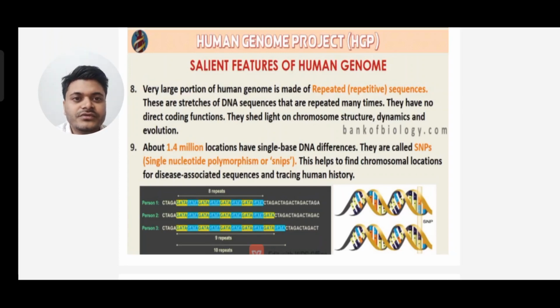About 1.4 million locations have single base DNA differences. They are called SNPs, the full form of which is single nucleotide polymorphism. This helps to find chromosomal locations for disease associated sequences and to trace human history.